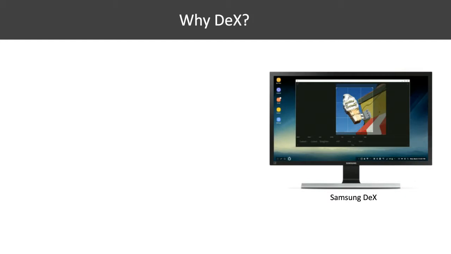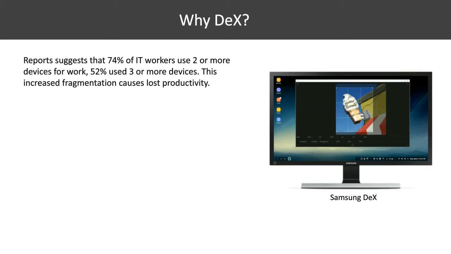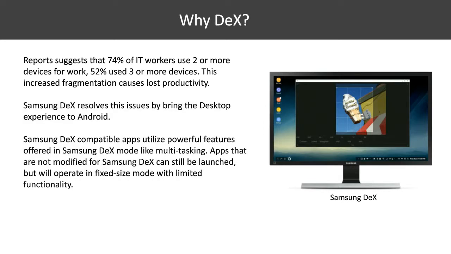Why DeX? Reports suggest that 74% of IT workers use 2 or more devices for work, and 52% use 3 or more devices. So this increased fragmentation will cause loss of productivity. Many people will store half of the file in this device and the other half in that device, and we have to sit and spend some time combining all the work that we have done. So Samsung DeX resolves this issue by bringing a desktop experience to the Android phone.